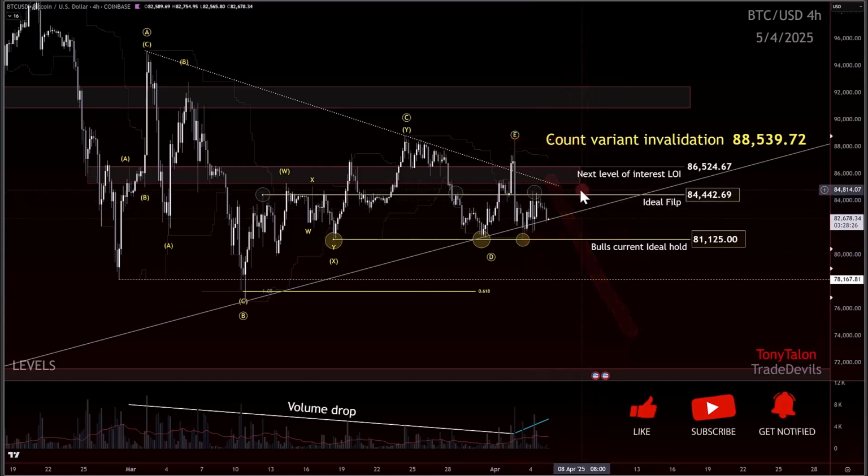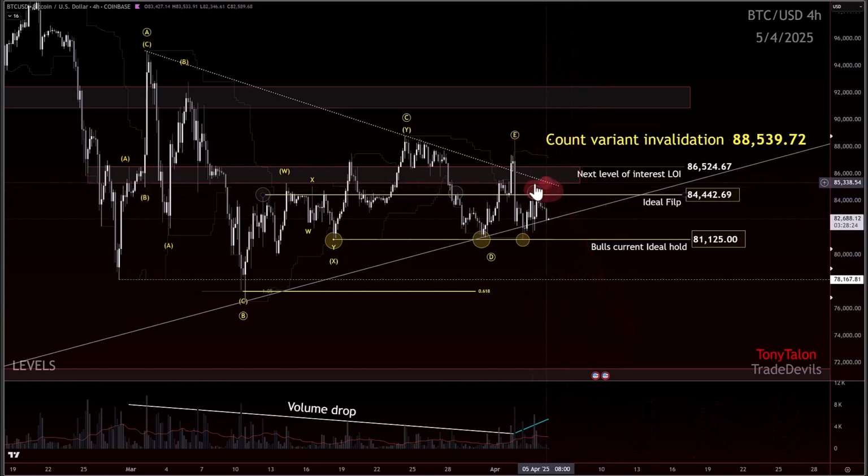So huge levels, huge area to keep an eye on. We could have been rejected already here. I think that would suffice as a correction. We didn't quite make the golden zone or any of that. So not the super ideal setup, but we had this strong level here, and that could have been it. It could have been one last test before we get a move up.